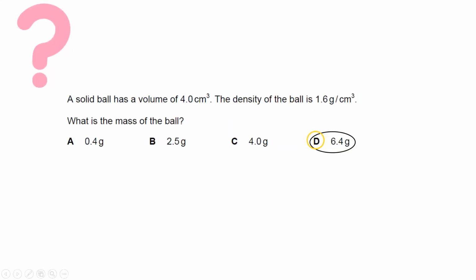So the correct answer is D. How is D the correct answer? We have the volume and we have the density. So the mass is actually the product of density and volume.